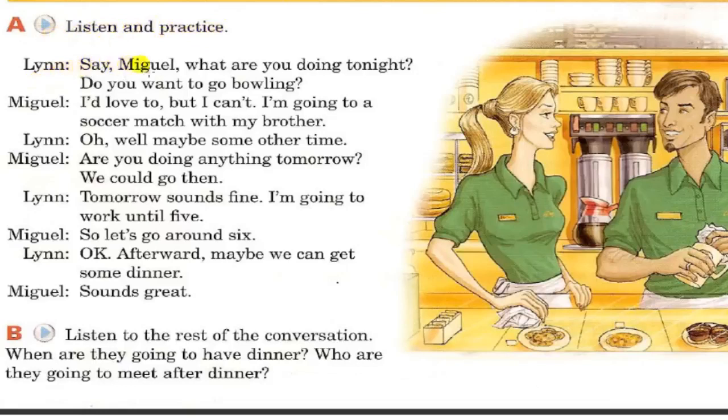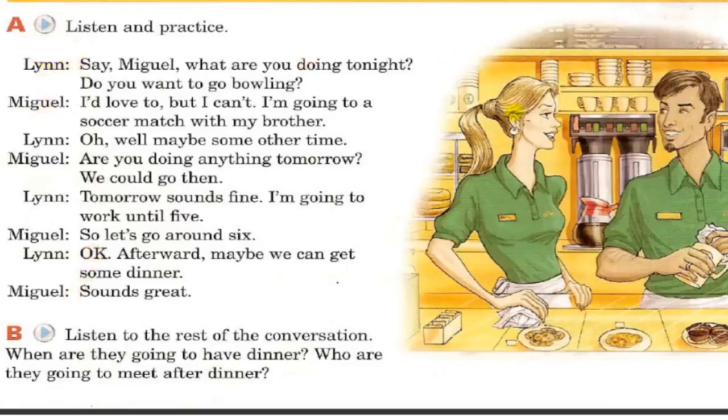Say, Miguel, what are you doing tonight? Do you want to go bowling? I'd love to, but I can't. I'm going to a soccer match with my brother. Oh, well, maybe some other time. Are you doing anything tomorrow? We could go then. Tomorrow sounds fine. I'm going to work until 5. So let's go around 6. Okay. Afterward, maybe we can get some dinner. Sounds great.